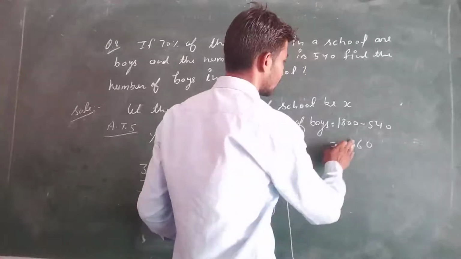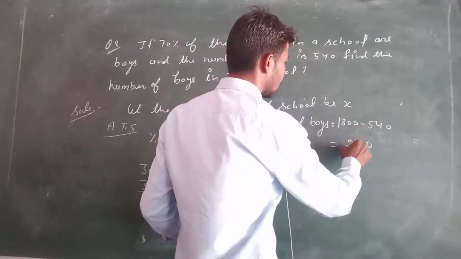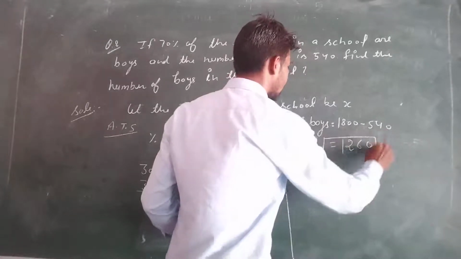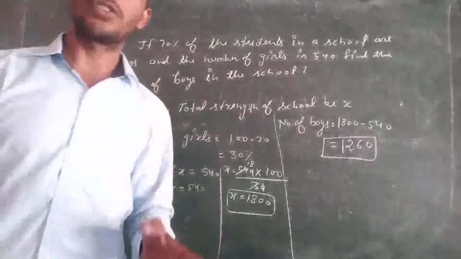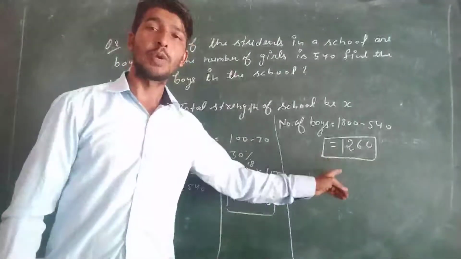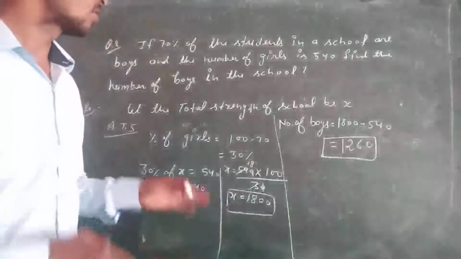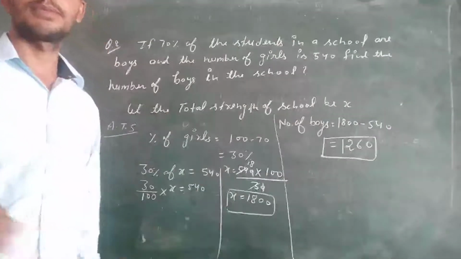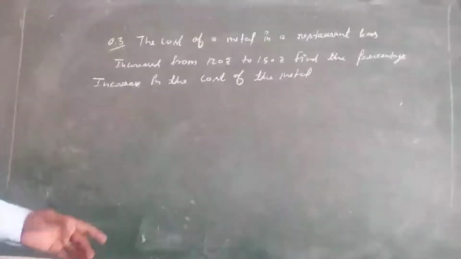Okay? 10 minus 4 is 6, 7 minus 5 is 2. 1260. The strength of boys in a school is 1260. I hope this question is clear. So this is your question number 3.